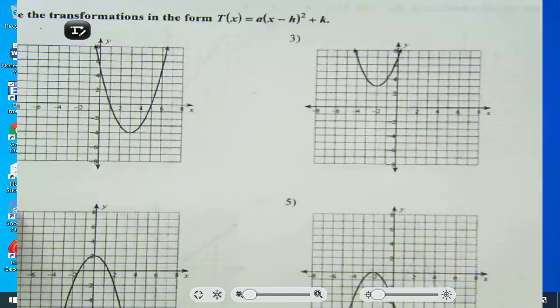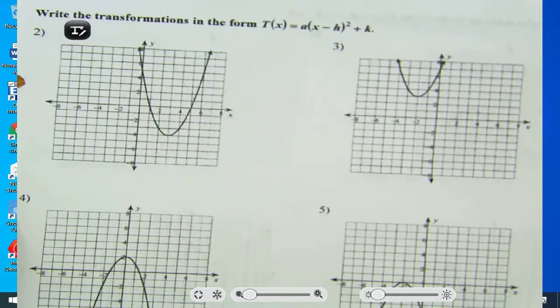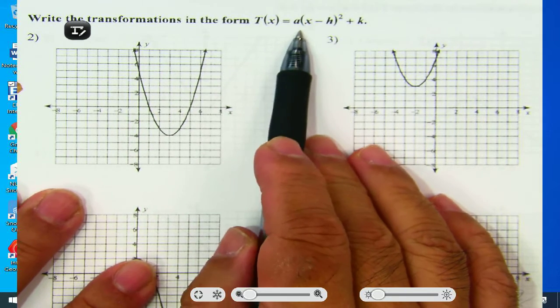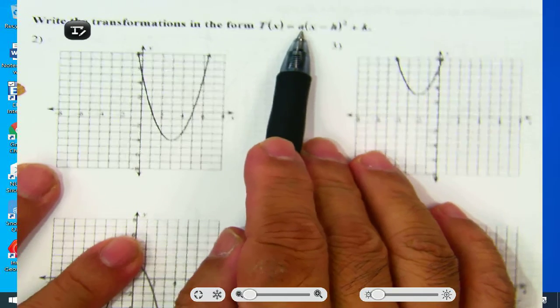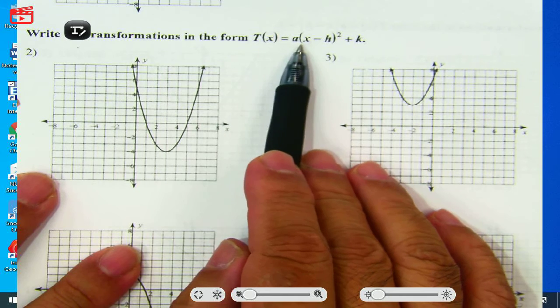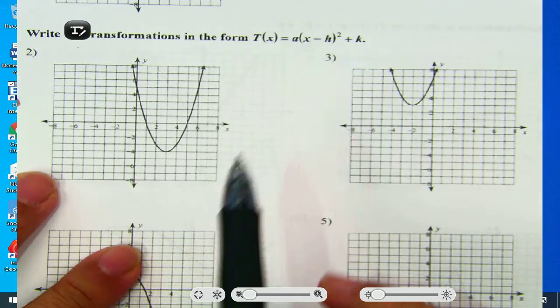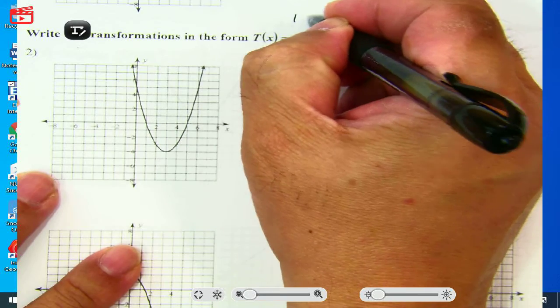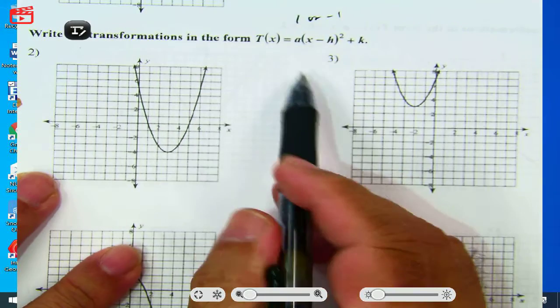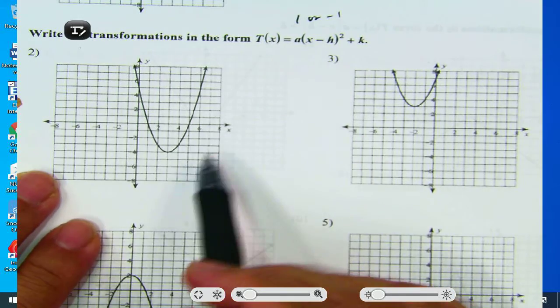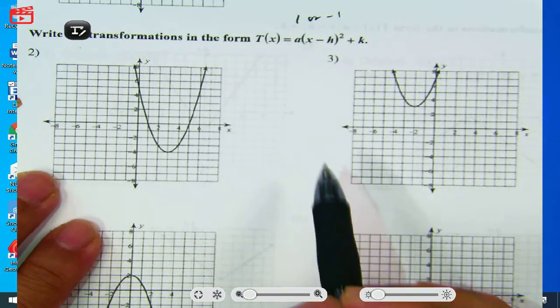Okay. Let's talk about all the problems at once for a minute. So this is the format. T of x equals A. A is going to be replaced by a number. On the front page, A is going to be 1 or negative 1. So I'm not giving you anything other than 1 or negative 1 in the front.